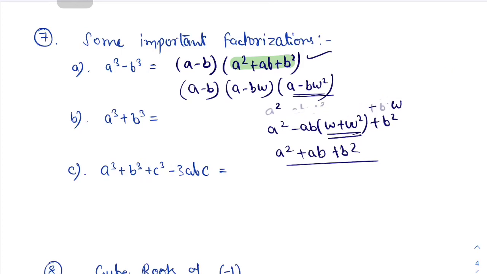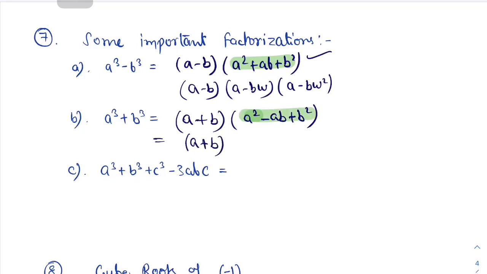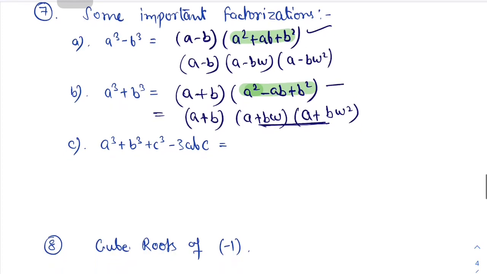So this is some factorization. Next you can see a cube plus b cube. We already know the formula for a cube plus b cube: a plus b into a square minus ab plus b square. If we are required to further factorize this quadratic factor into two linear factors, we can factorize it as a plus b omega into a plus b omega square. You can multiply these two factors to get a square minus ab plus b square.